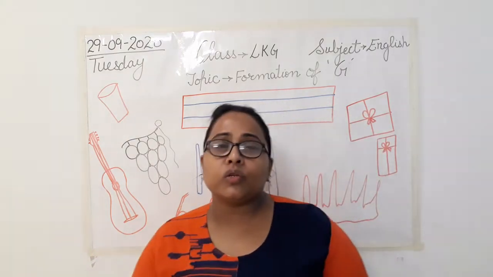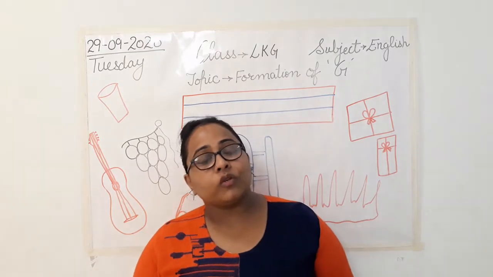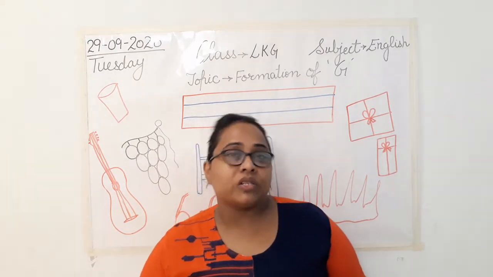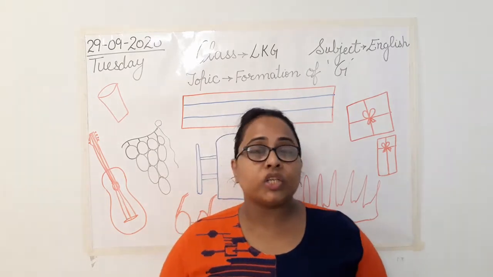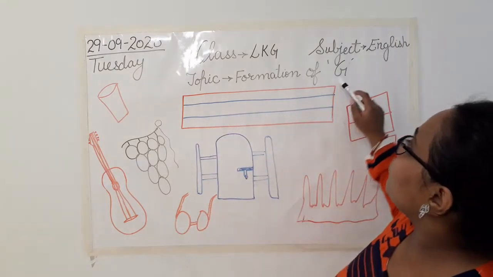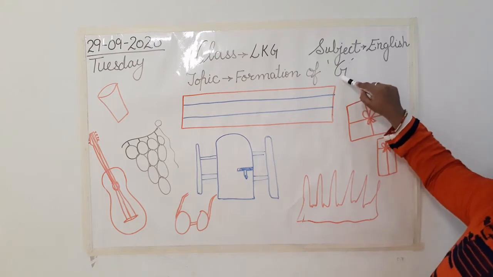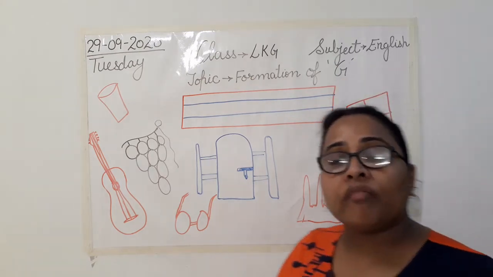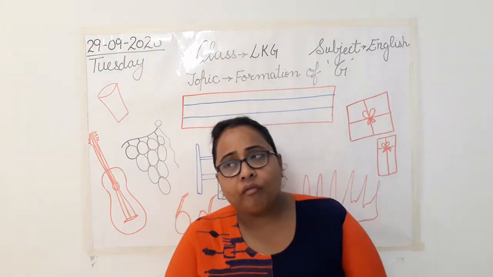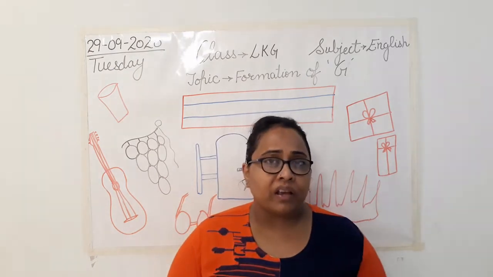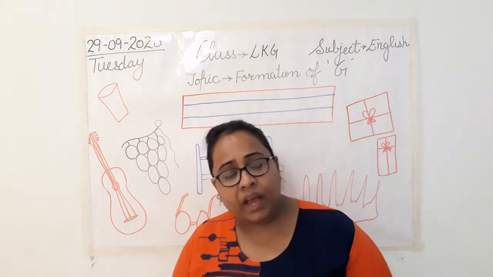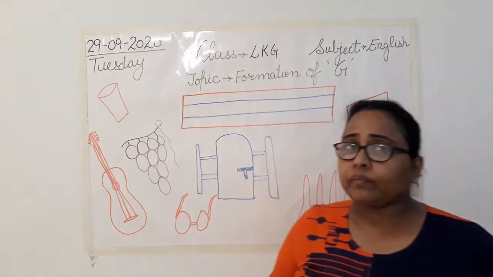So what we are going to do today? Today we are going to do our English class. So this is your English class and today I am going to teach you about alphabet G. We have been doing a lot of alphabets. I hope we have almost completed all the alphabets. Only two are left. One we are going to do today and one in the next class.